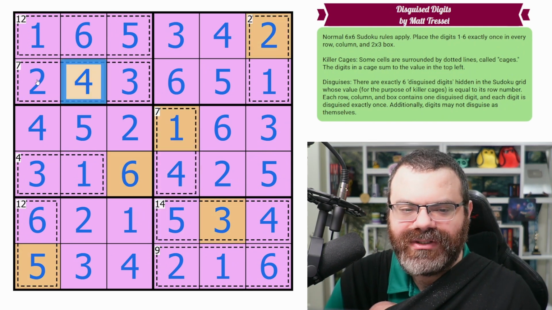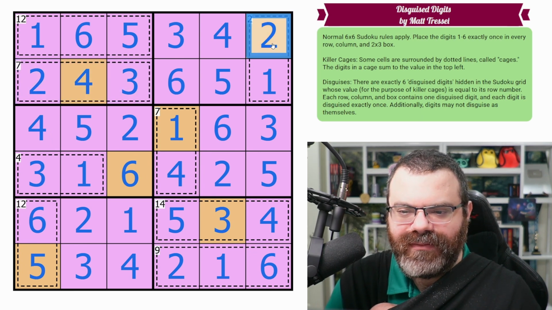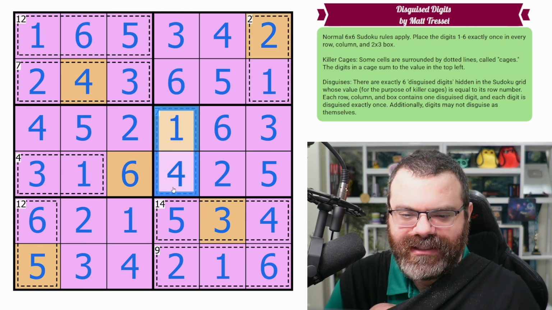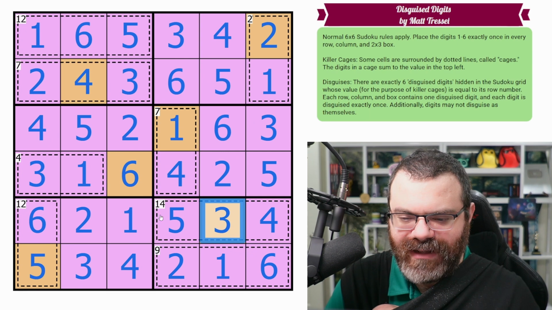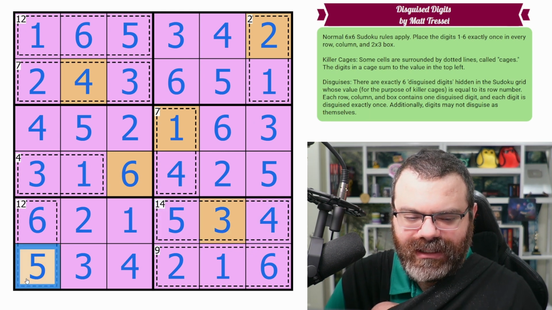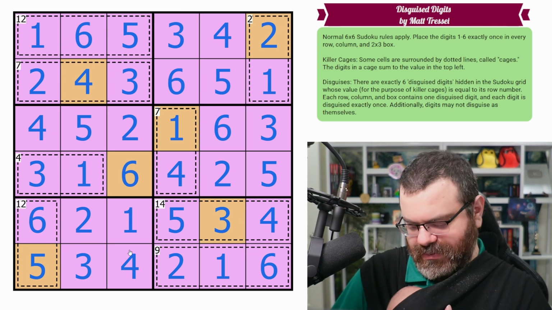The 4 is acting as a 2, making this 2 plus 2 plus 3, which is 7. This is acting as a 1, making this add to 2. This is acting as a 3, that sums to 7. This doesn't matter, but it's acting as a 4. This is acting as a 5, making this add to 14. And then this is acting as a 6, making that add to 12. Everything works out. Great. Really cool puzzle, Matt.